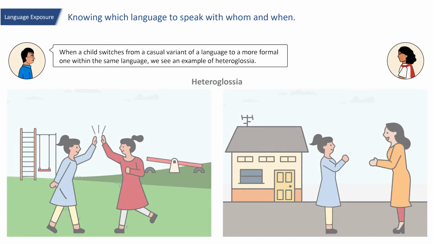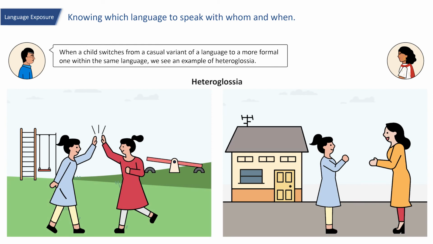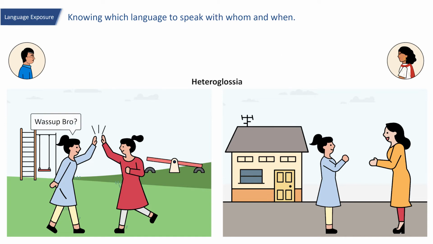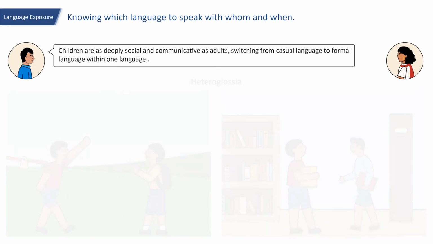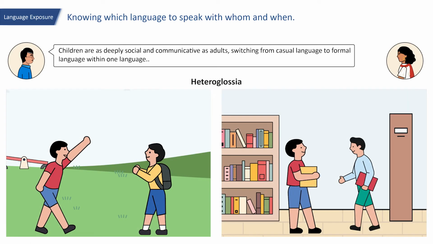When a child switches from a casual variant of a language to a more formal one within the same language, we see an example of heteroglossia. What's up, bro? Namaste. How are you doing today, Akka? Children are as deeply social and communicative as adults, switching from casual language to formal language within one language.